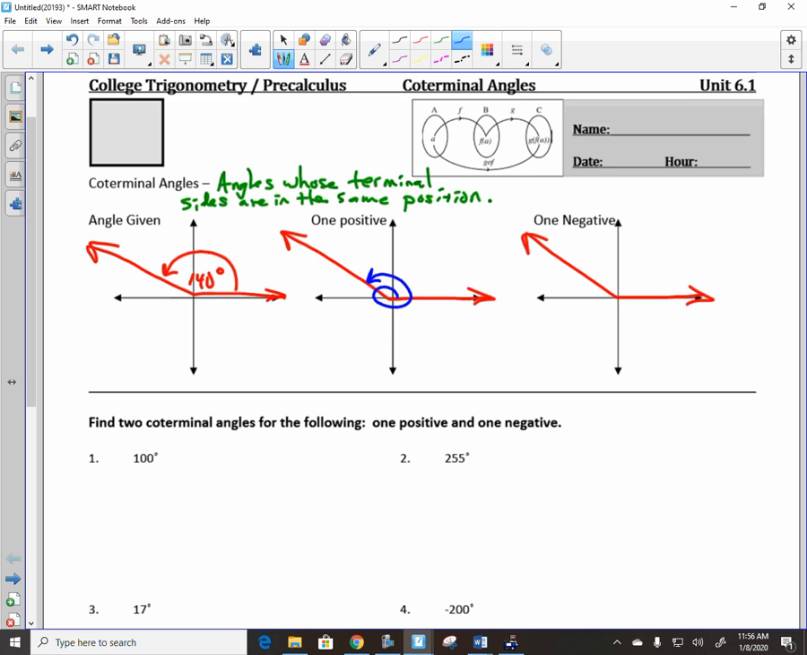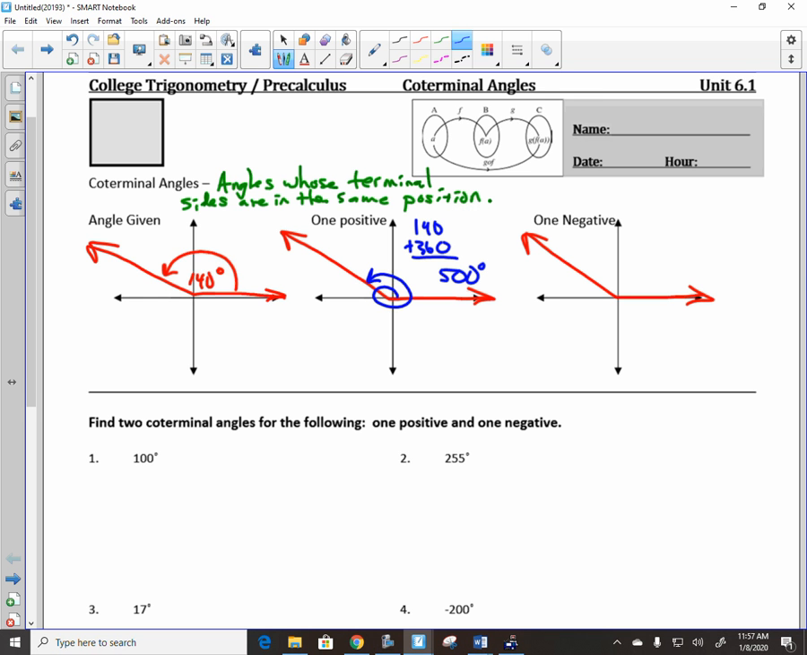Can somebody tell me how I figure out what that angle is? I would take 140 and I would add 360 to it, and I get 500 degrees. So 500 degrees and 140 degrees are coterminal angles. Angles whose terminal sides are in the same position. Could you find another one? You would just add on 360 over and over and over again. So do you agree that there's an infinite number of angles whose terminal sides are in the same position? Yes.